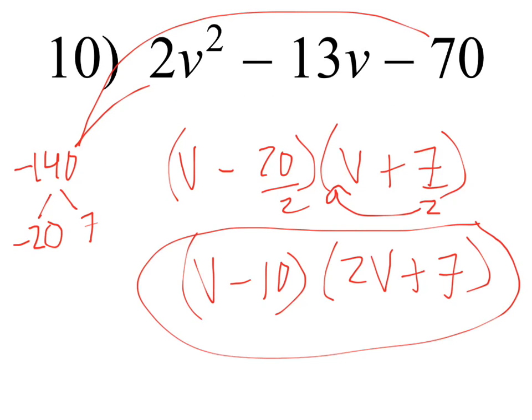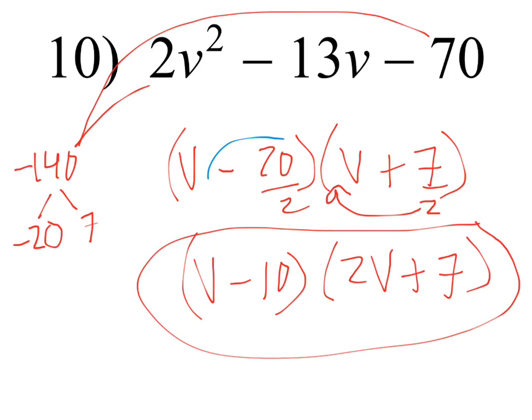On 10, we'll have the 2 and the negative 70 being multiplied together. This one can't be divided by 2, or else we divide everything by 2. But anyway, you get negative 140. The factors of that add to be negative 13 are negative 20 and 7.